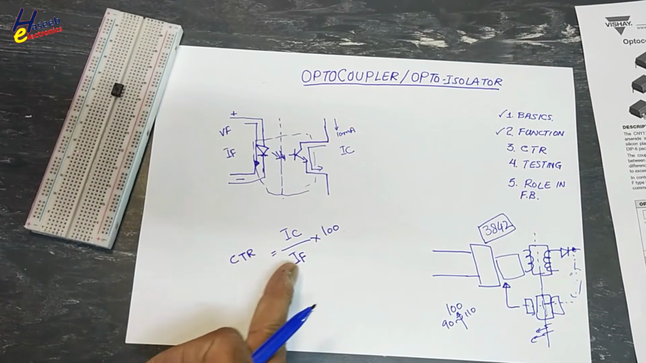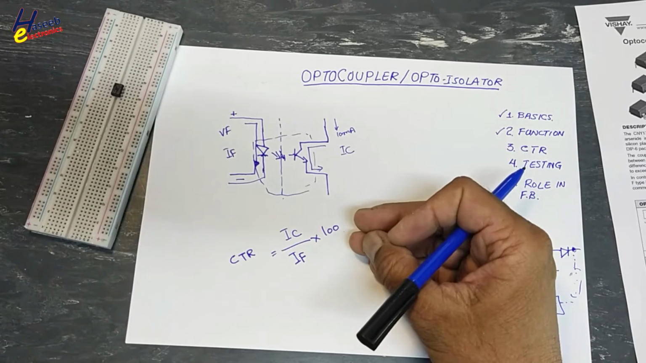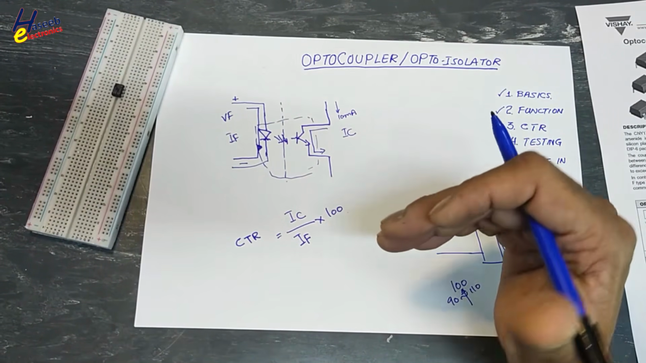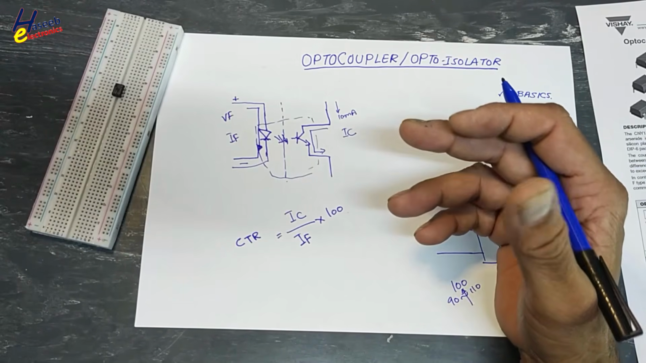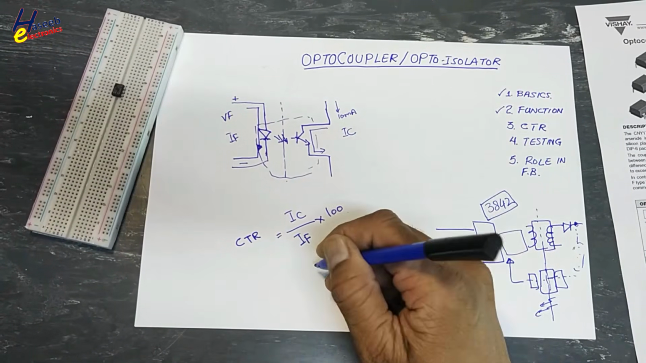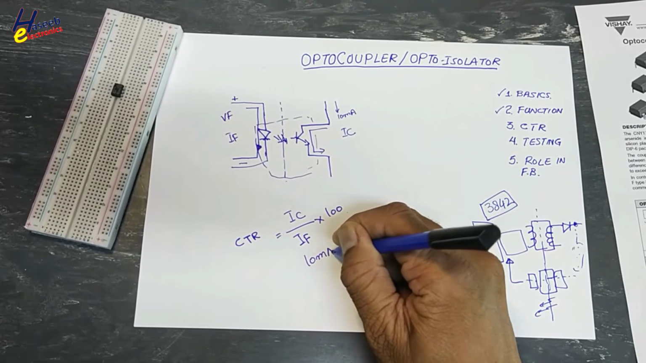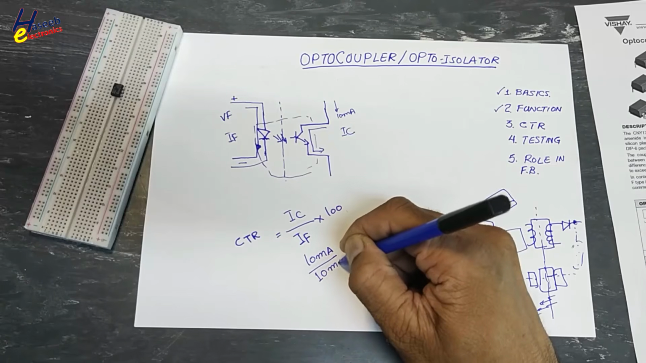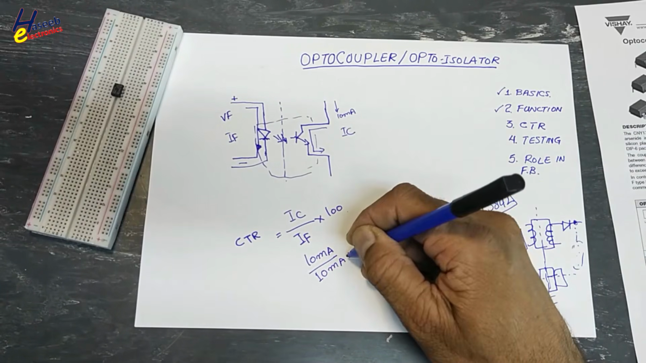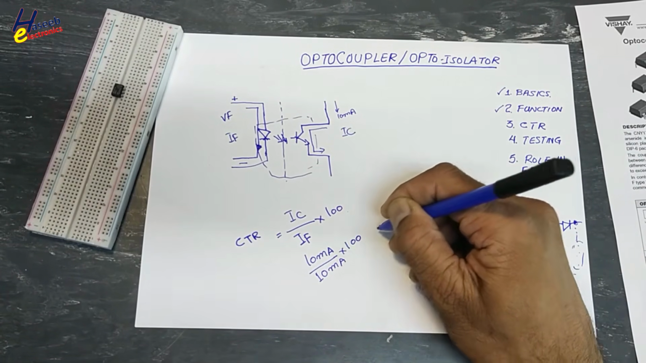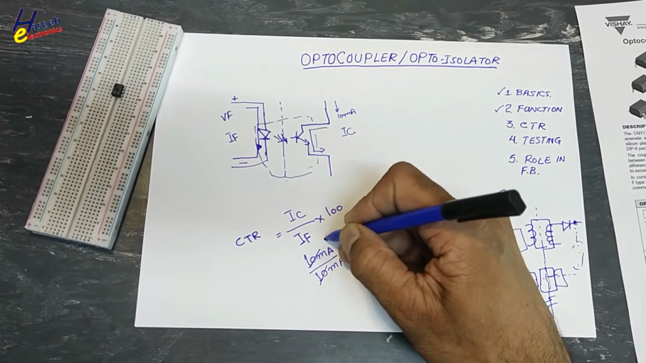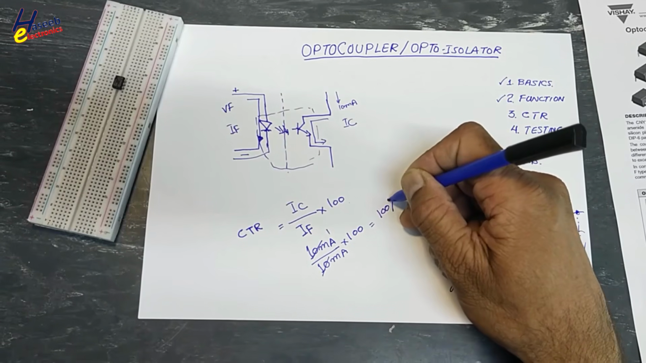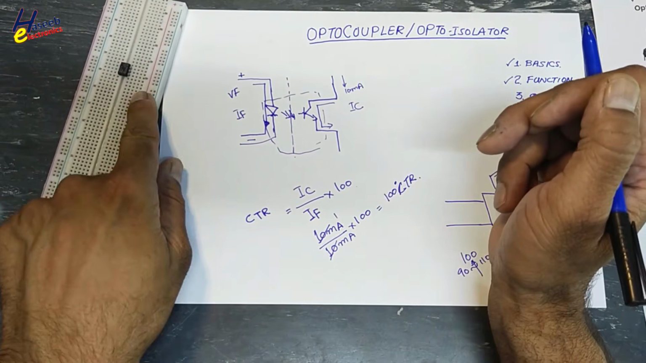What is input? What is output? It is a ratio. So optocoupler works on a transfer function, on a calculated function. If I need 10 milliampere current and I apply 10 milliampere in primary side, 10 divided by 10, 100 CTR. Let's design it practically.